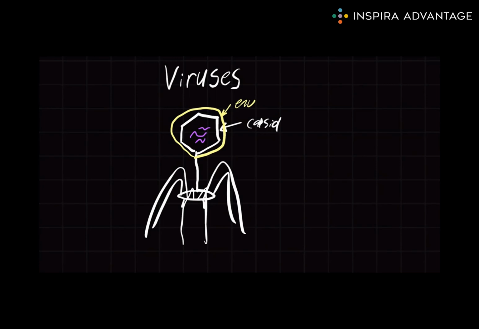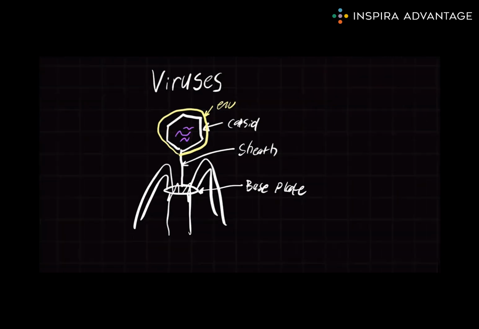Viruses may also have a sheath which connects the base plate and the capsid. The base plate is actually what binds to and infects cells. It has little pins on the bottom and tail fibers which help it grab the outside of the cell. Not all viruses have a base plate or tail fibers, though. You have all of the viral anatomy you need for the MCAT.